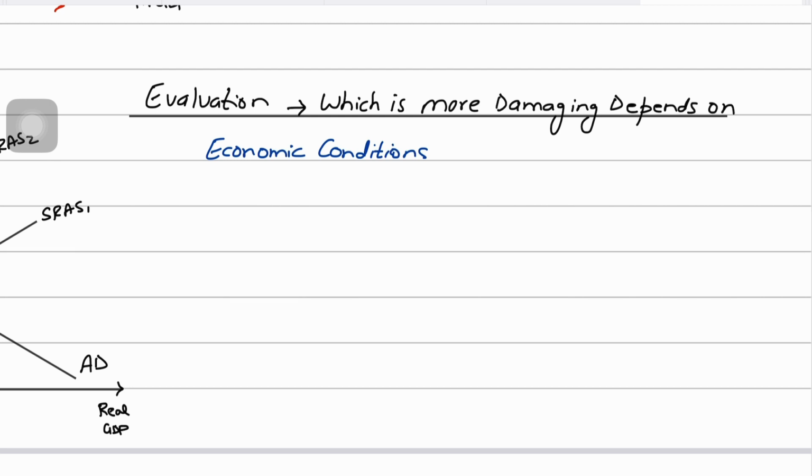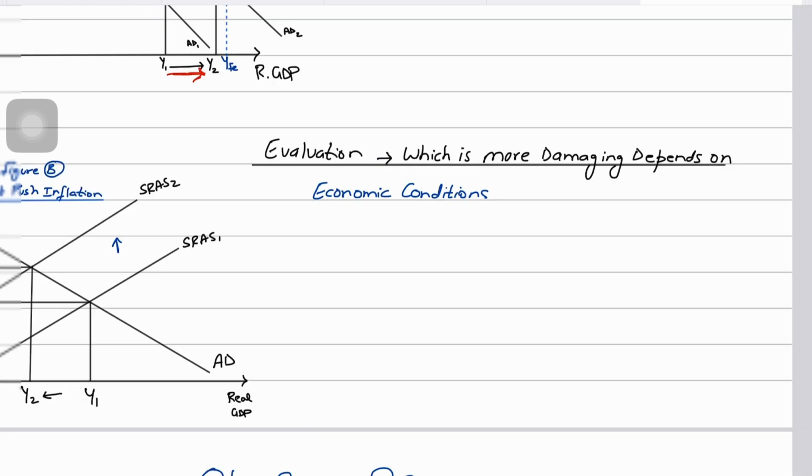You could say that it depends upon the economic condition at the moment, which means that if your economy is, let's say, operating at or near full employment, and demand-pull inflation becomes prevalent, then it can be more damaging. If the economy is already producing at or very close to maximum capacity, any further increase in aggregate demand can lead to excessive price increases without a corresponding increase in output.